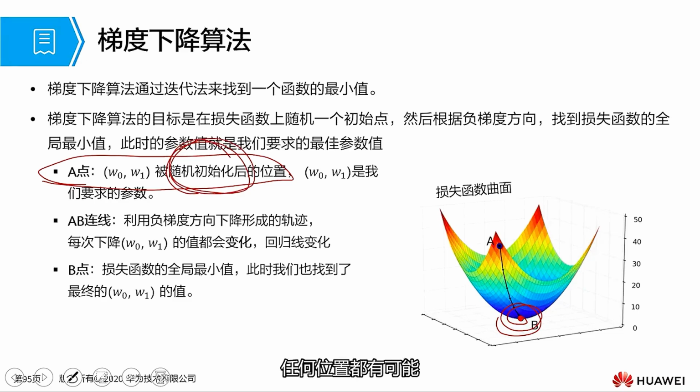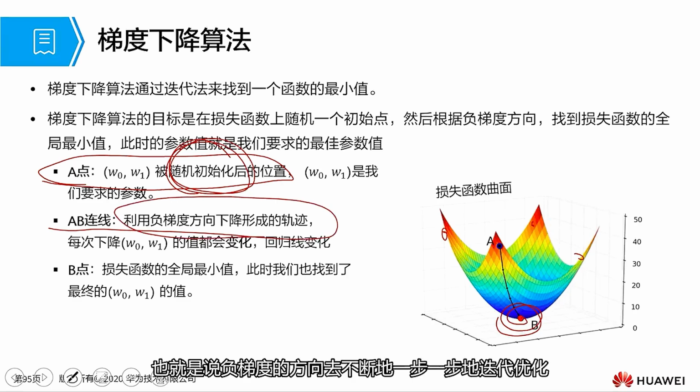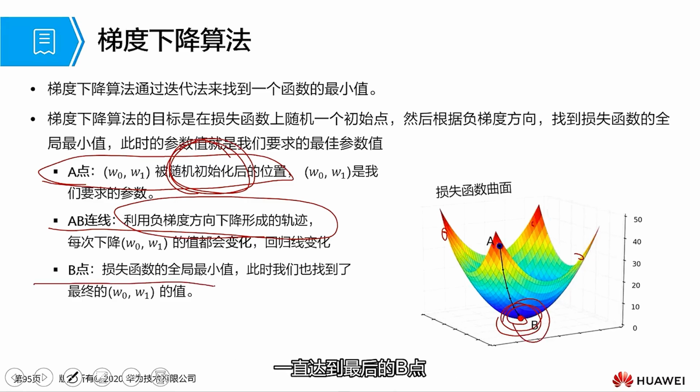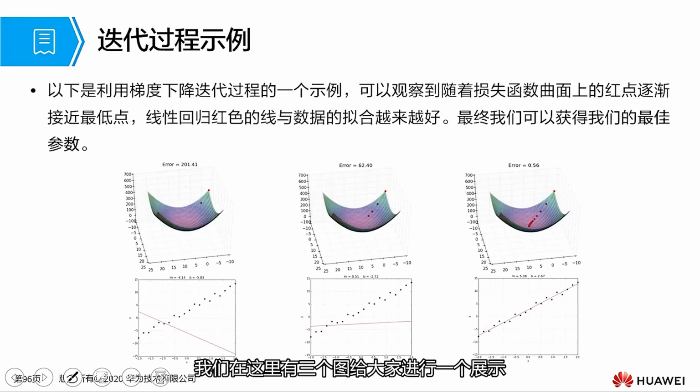But next we are going to use the AB connection. In other words, continuously iterate and optimize in the direction of the negative gradient step by step. Iterative optimization continues until reaching the final point, B, the global minimum value. At this point we can determine the final values of our W0. The iterative process here, we will use 3 diagrams to give everyone a presentation, for the convenience of everyone's understanding.